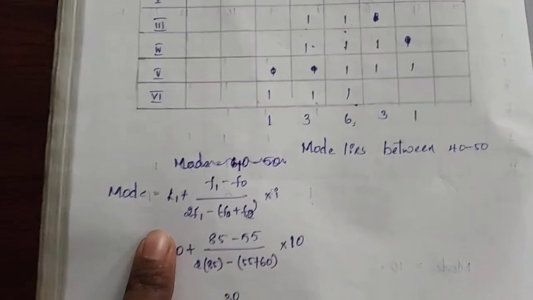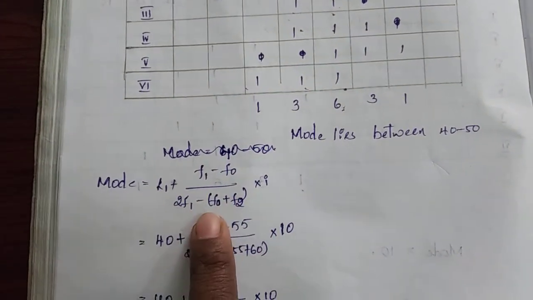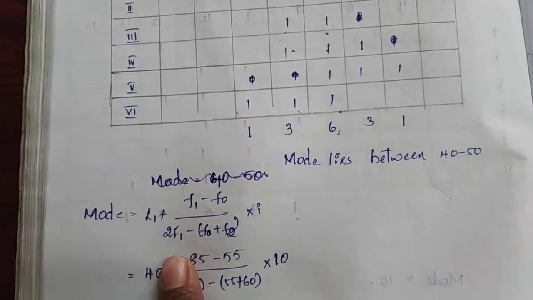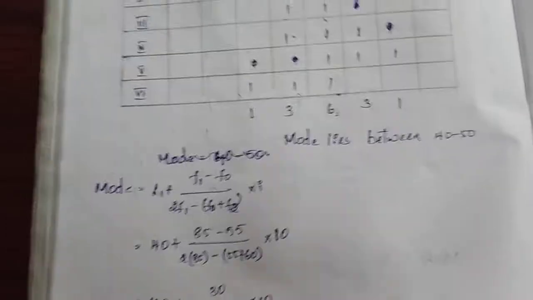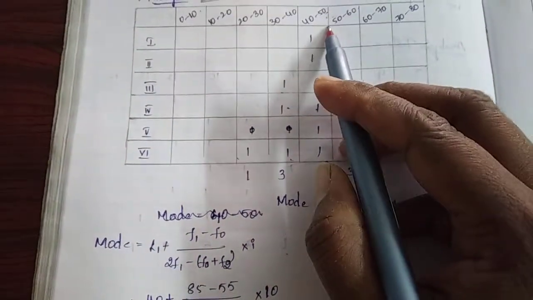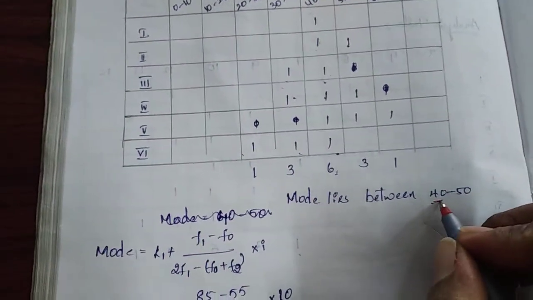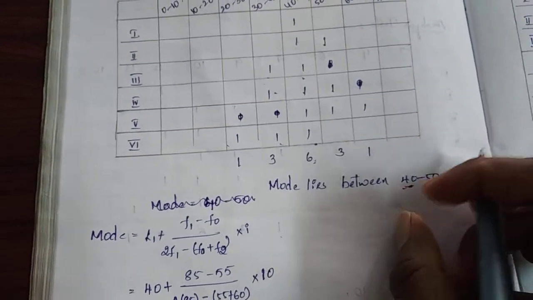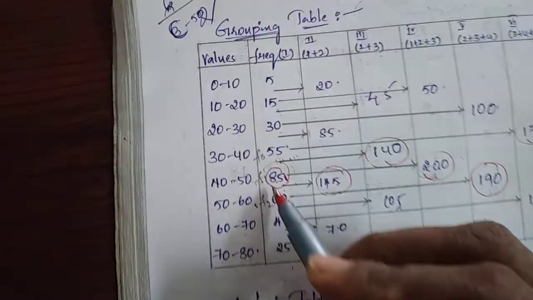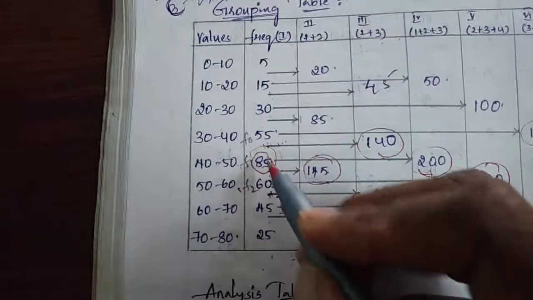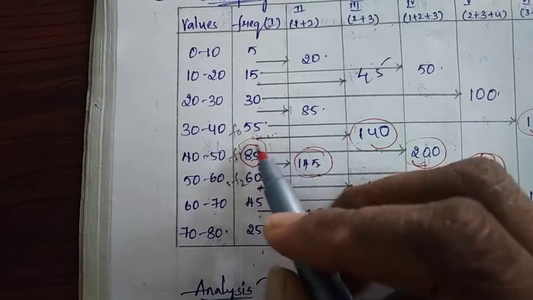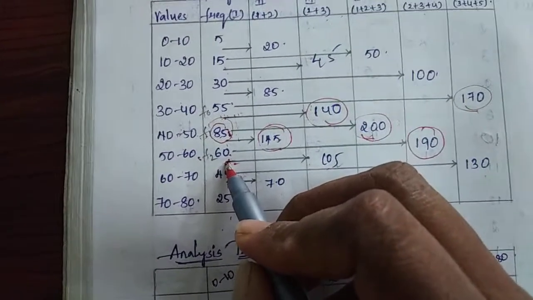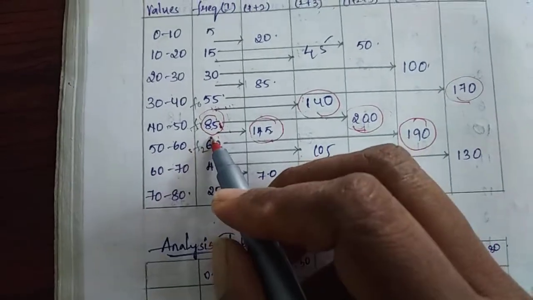So mode is equal to L1 plus (F1 minus F0) by (2F1 minus F0 plus F2) into I. This is the mode formula. Here L1 is the lower limit of the class interval we selected, 40 to 50, so this 40 will be L1. F1 is the frequency of the selected 40 to 50 class interval. So this 85 will be the F1, the 55 above it will be the F0, and the 60 below it will be the F2.